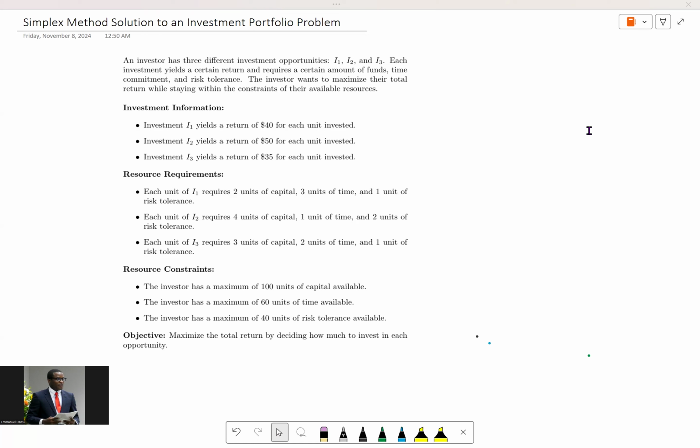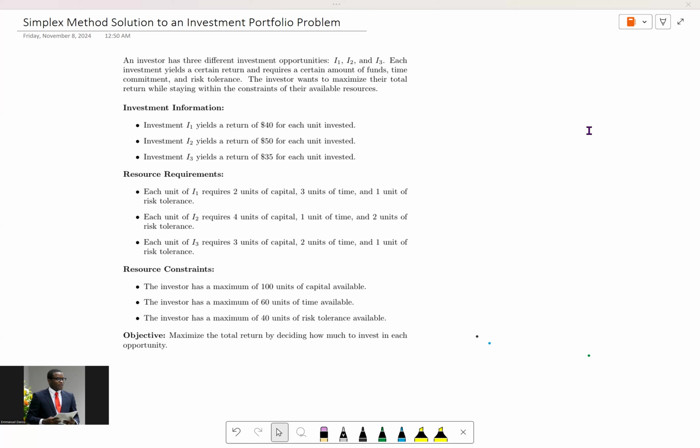In this video, I'll be considering the Simplex method solution to an investment portfolio problem, and you have the problem displayed on the screen. An investor has three different investment opportunities, I1, I2, and I3. Each investment yields a certain return and requires a certain amount of funds, time commitment, and risk tolerance. The investor wants to maximize their total return while staying within the constraints of their available resources.